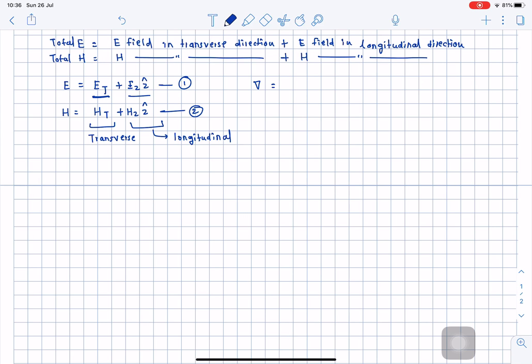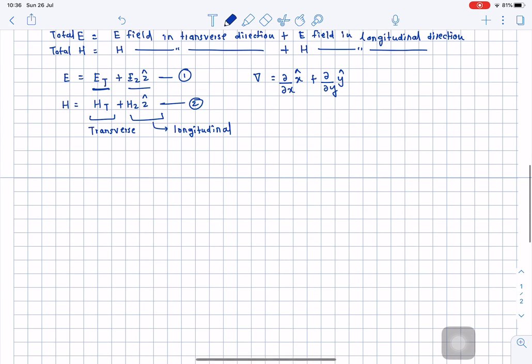In three-dimensional space it can be expressed along three axes: ∂/∂x of x cap, you can write in this way, ∂/∂y of y cap, right, and ∂/∂z of z cap. But out of which the first two components, they are transverse components, and the last component along z is a longitudinal component. So we know how to write the del operator in electromagnetics.